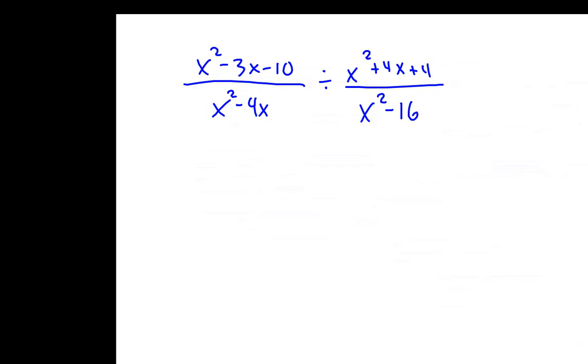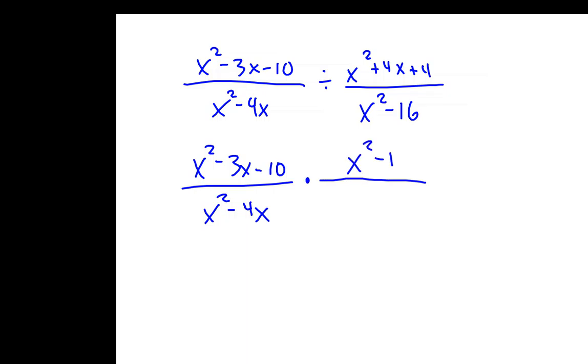What's the first one? Yeah, rewrite it as a multiplication problem. Multiply by the reciprocal. What happens to the first fraction? Stays the same. x squared minus 3x minus 10 over x squared minus 4x. What happens to the second fraction? You multiply by its reciprocal, x squared minus 16 now on top, x squared plus 4x plus 4 now in the denominator. From there, it's pretty much the same as it used to be.